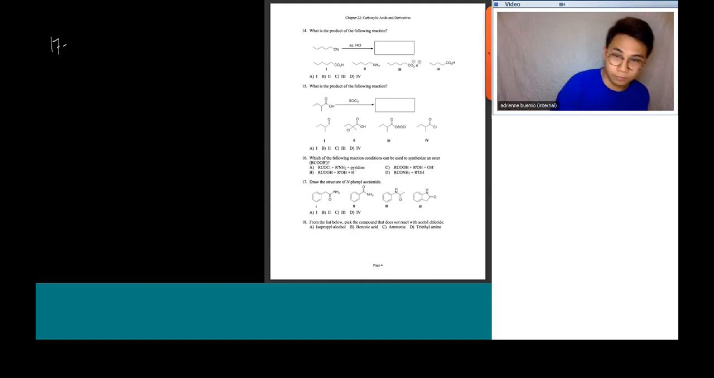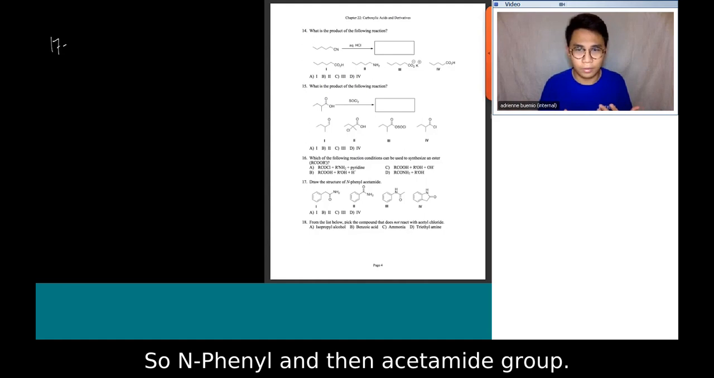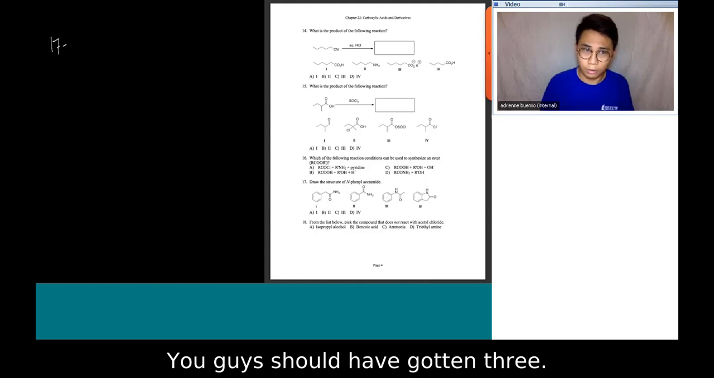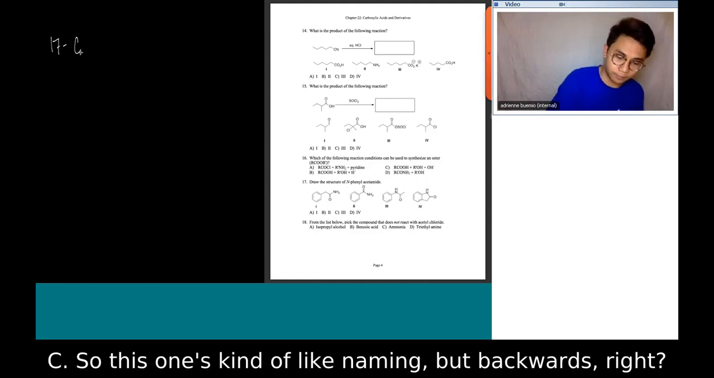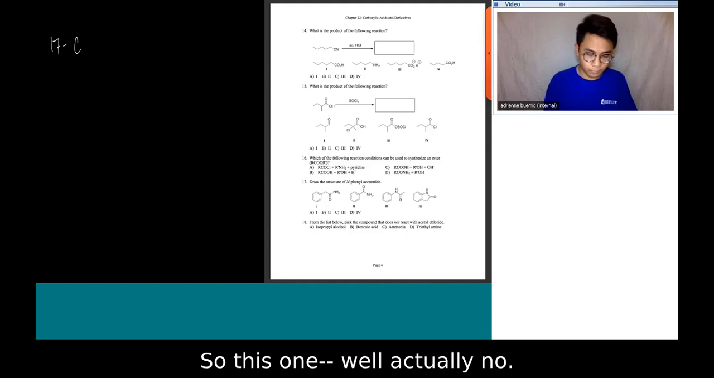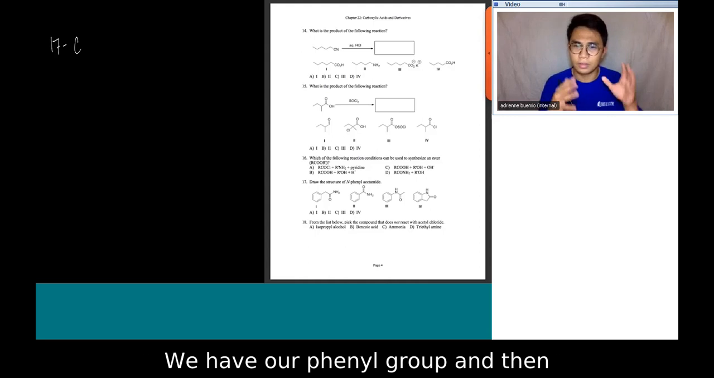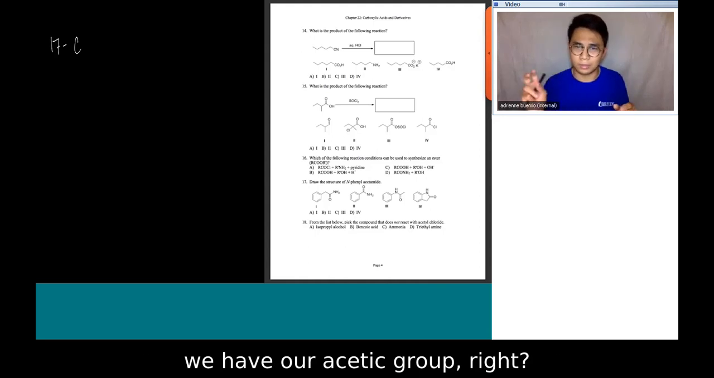17. Draw the structure for N-phenylacetamide. So N-phenyl and then acetamide group. You guys should have gone C. This one's kind of like naming but backwards, right? They gave us the name, but we're looking for the structure. Actually, we kind of already went through that, right? We have our phenyl group, and then we have our acetic group, right?